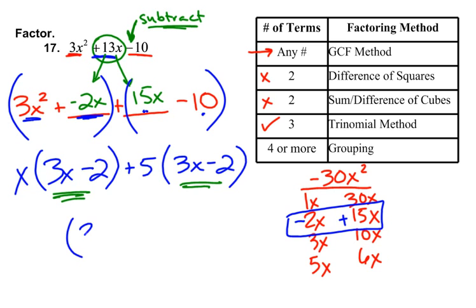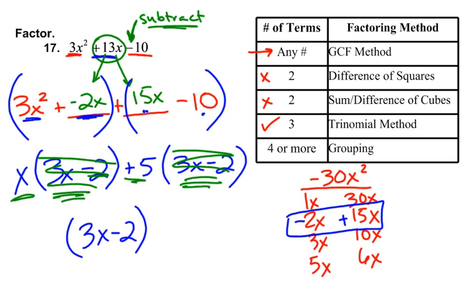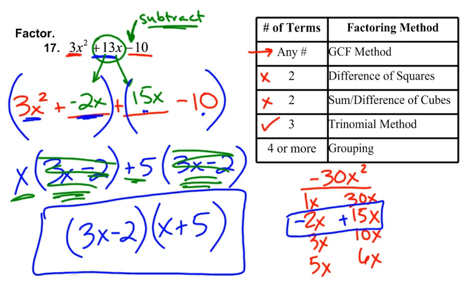So we will pull it out of the problem. And as I remove that from the problem, I'm left with x plus 5, which is my second factor for this polynomial. So 3x minus 2 times x plus 5, if we multiply that out, that would give us 3x squared plus 13x minus 10. Okay, hopefully you're getting the hang of this trinomial method.